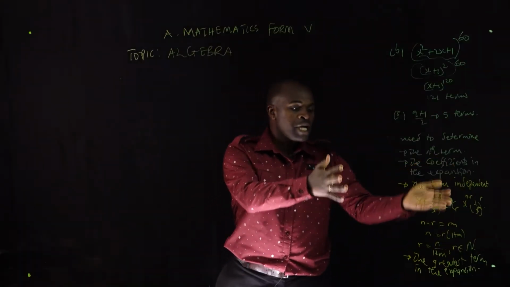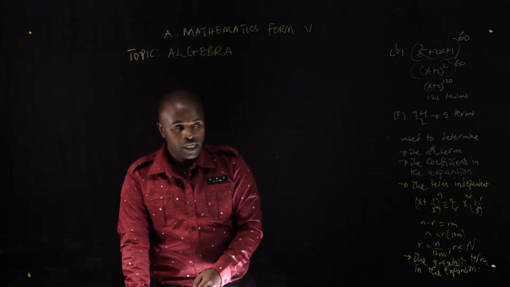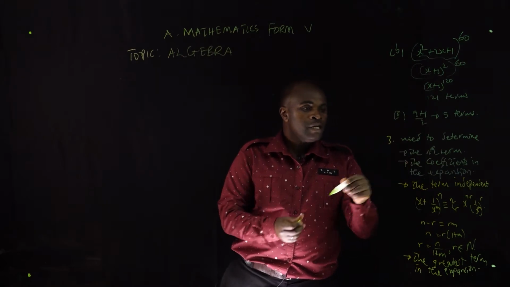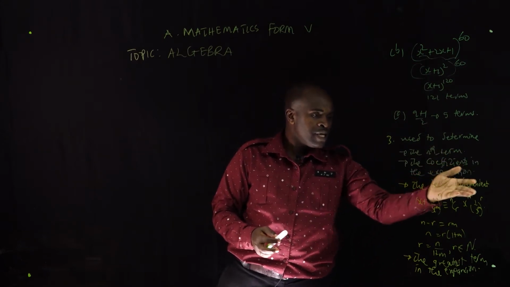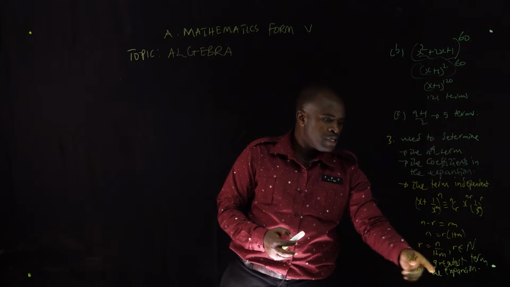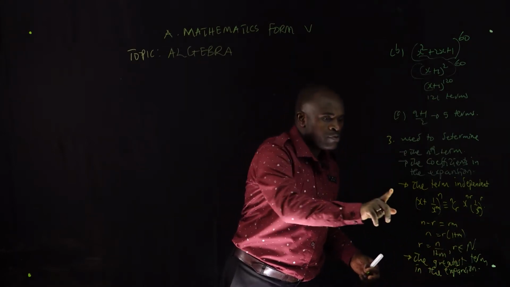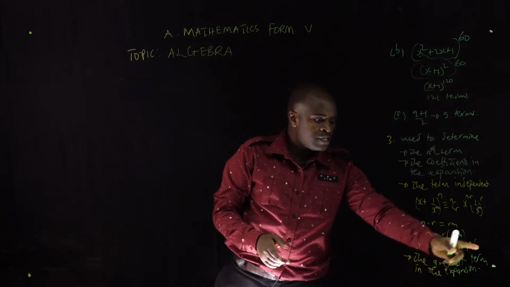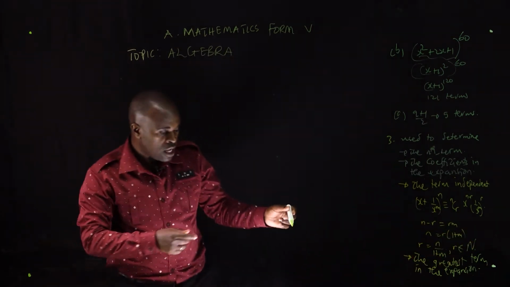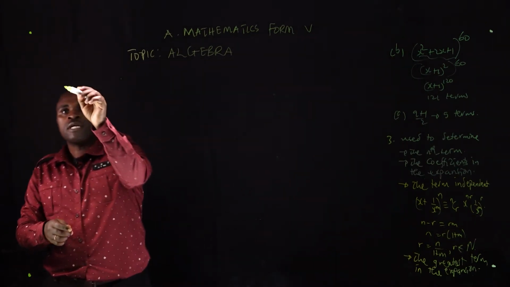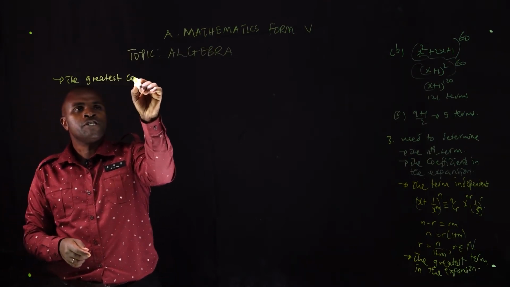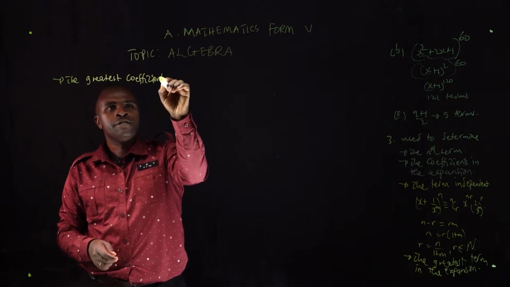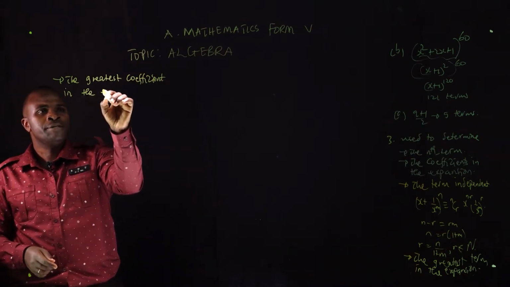Okay, student, we have seen the application of binomial with the parts here, which we wrote here. 3, we said, use it to determine the nth term, the coefficient in the expansion, the term independent, and the greatest term in the expansion. Term independent, we have seen the rule, how it works, the formula for finding the term independent. And the greatest term in the expansion, we can also have to know the concept used in determining the greatest coefficient in the expansion.